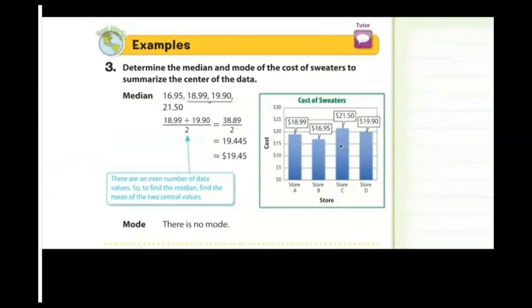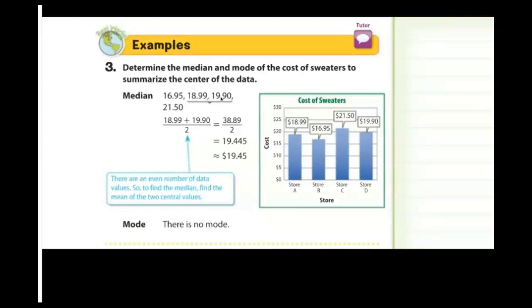Okay, now here's where it becomes a little more challenging, because if you look, we have a chart here about the cost of sweaters. You've got 4 bars. That's not an odd number. So what's going to happen, if we want to find the median, we're still going to put it in order from least to greatest. So you have 1695 is the smallest. That goes first. Then you have 1899, 1990, 2150. That's the order from least to greatest. But halfway in the middle, there's nothing there.